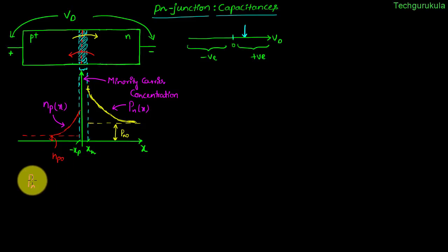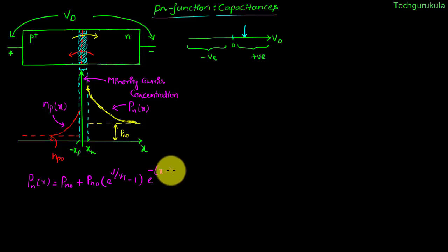I'm taking that value, which is Pn of x given by Pn naught plus Pn naught times e power V by Vt minus 1 times e power minus of x minus xn over Lp, where Lp is the diffusion length of holes. You can see that at x equal to xn, the concentration at this point would be equal to Pn naught plus this value, which means this value is nothing but the del P, which is actually injected into the N side right at the edge of the junction. So this value is del P, which is given by this.